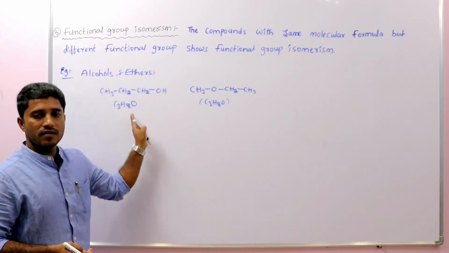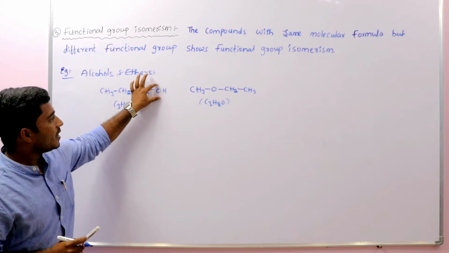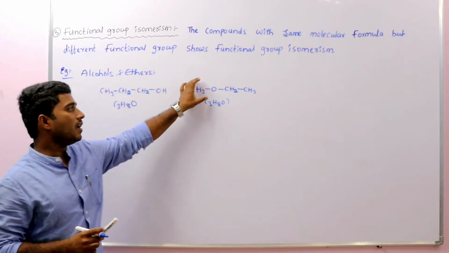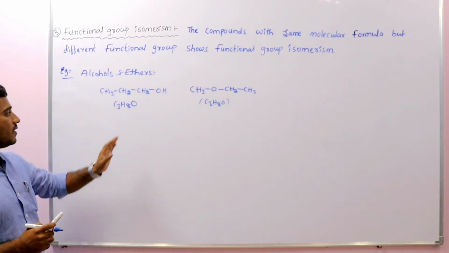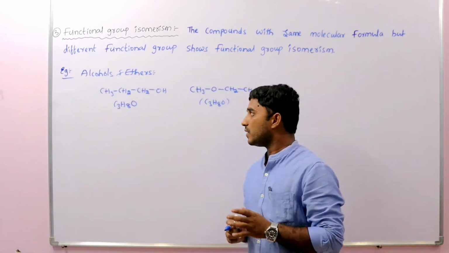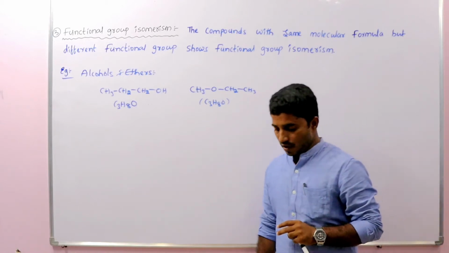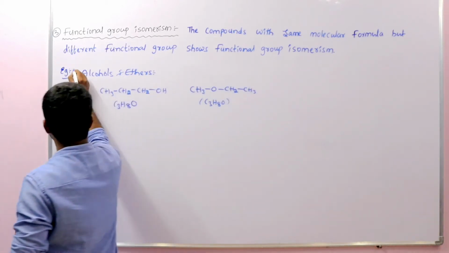Two molecules having the same molecular formula, but see the functional group. Here it is an alcohol functional group, here an ether functional group. That's why these two molecules are said to be functional group isomers, and that phenomenon we call functional group isomerism. Okay, see the next example.